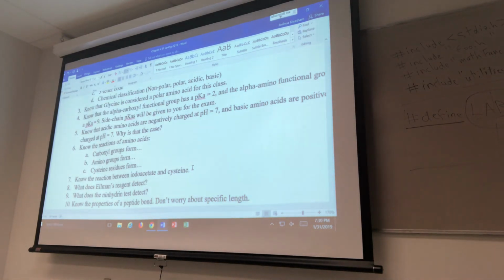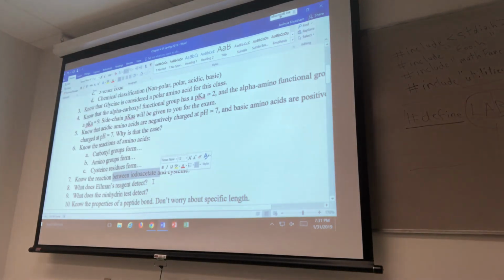Somewhere else in your notes they tell you what these groups form. And that, combined with these reactions here, the iodoacetate reaction and the cysteine reaction, you need to know those reactions for the exam. Do you have to know the mechanism, or just know what they form? Visually, if you can see a reaction, you don't have to draw it obviously, but if you see a reaction and you know what that reaction is, that's good.